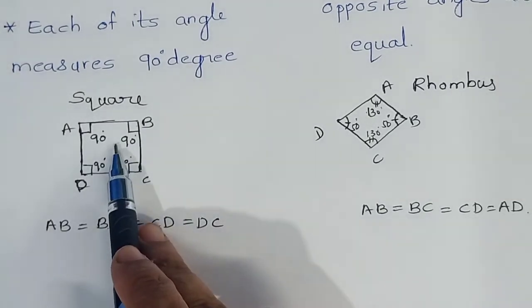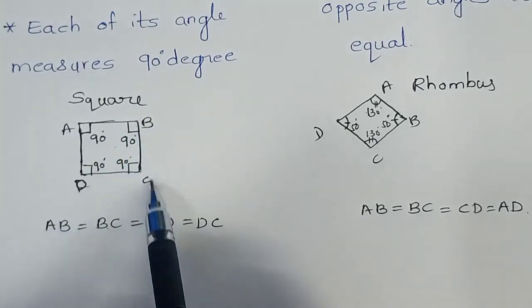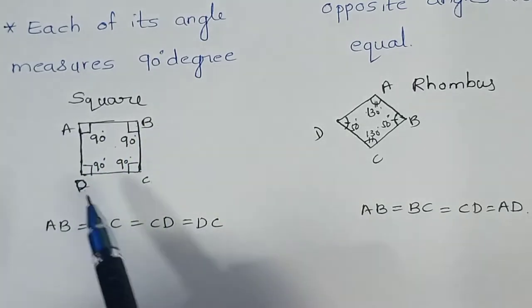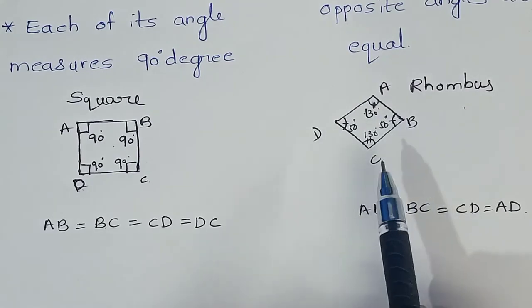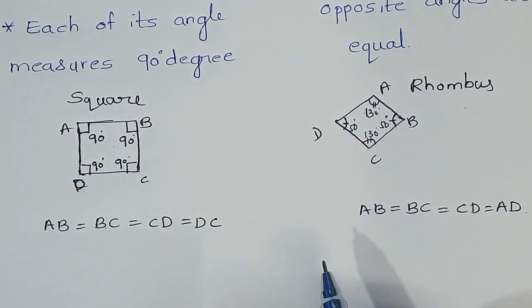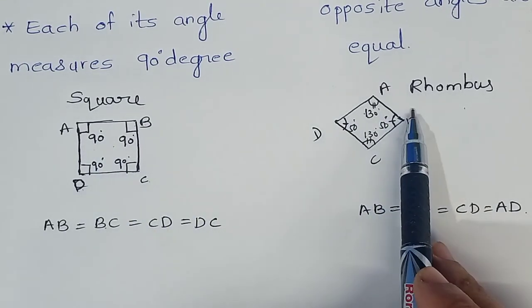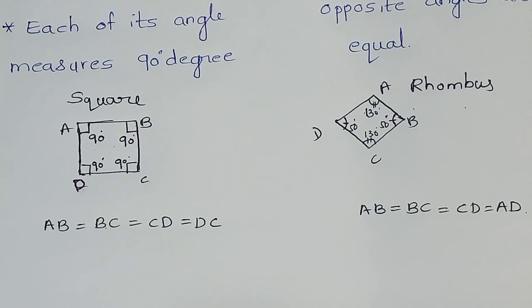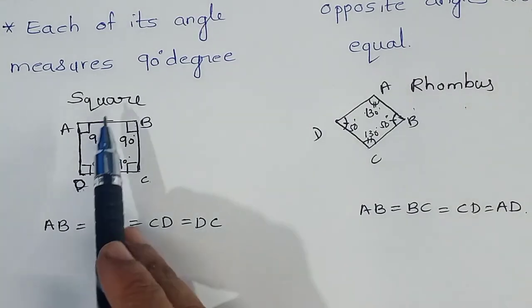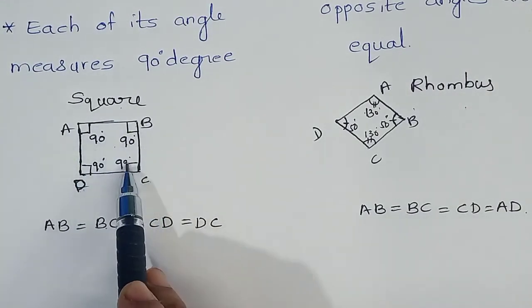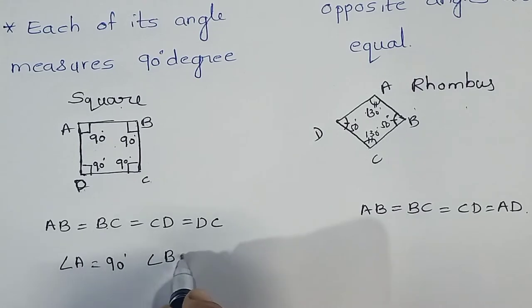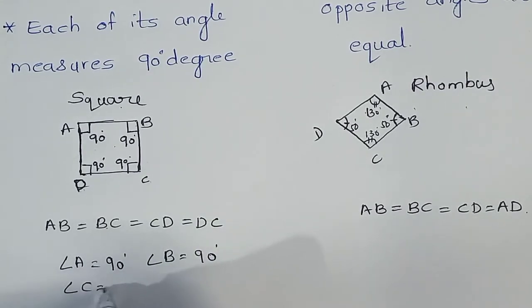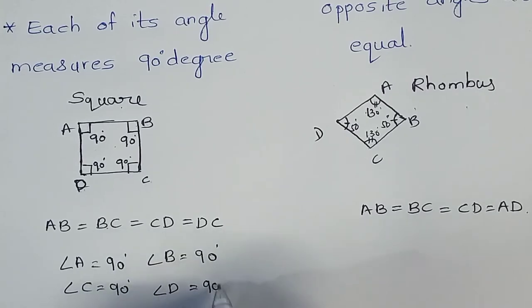In a square, all the sides are equal. That is, AB is equal to BC is equal to CD is equal to AD. And in a rhombus, all the sides are equal. AB is equal to BC is equal to CD is equal to AD. Means, in a square and a rhombus, all four sides are equal. Now, let's talk about the angles. See here, in a square, each angle measures 90 degrees. It means angle A is equal to 90 degrees, angle B is equal to 90 degrees, angle C is equal to 90 degrees, and angle D is equal to 90 degrees.